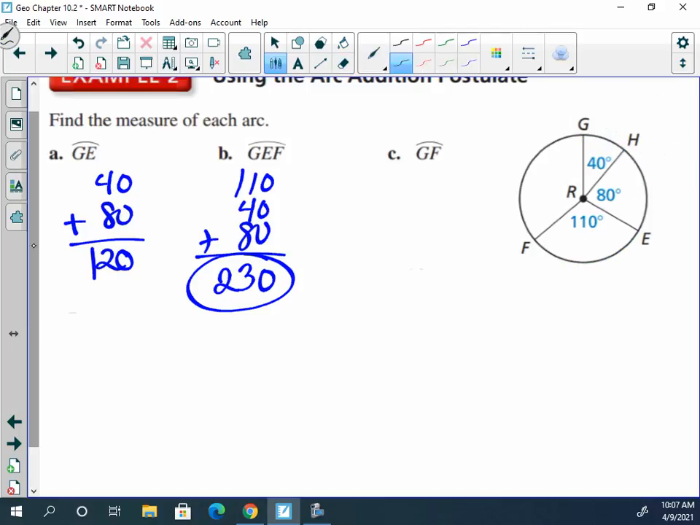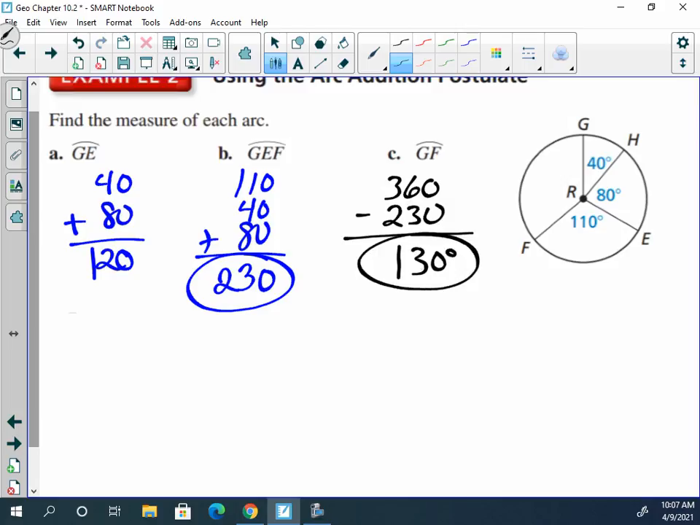And then last but not least, we want to find GF. Well, how could I find GF? Yes. Since I know everything else is 230, I can subtract it from 360 to see that GF is 130 degrees. Any questions on any of this here? Are we good with this here? Yes? Okay.